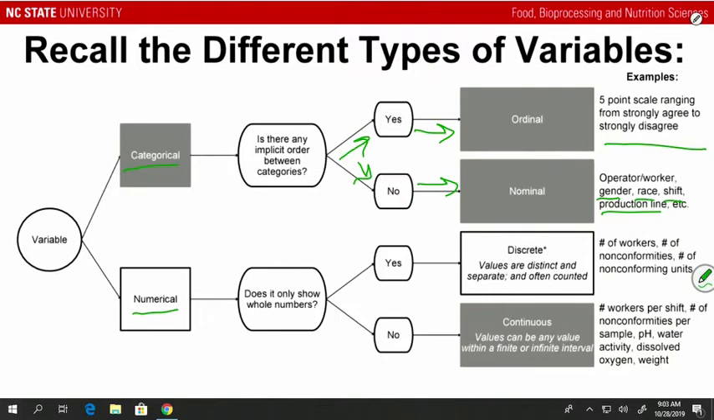But if we're looking at numerical values, we can have discrete data, where we're talking about the number of workers, the number of nonconformities, the number of nonconforming units, and you know by now what continuous data looks like. That would be like some sort of fraction usually, or something like that. pH, water activity is between 0 and 1. Number of workers per shift. Notice how that's different from number of workers, because now we have a denominator, which would be shift. And we have number of nonconformities per sample. So as soon as you make that denominator underneath it, then it's going to be a fraction. Okay?